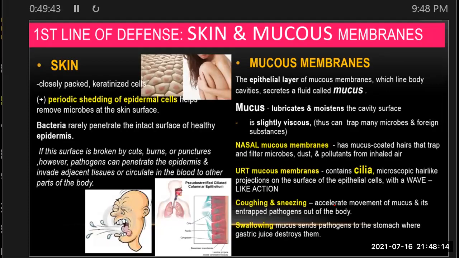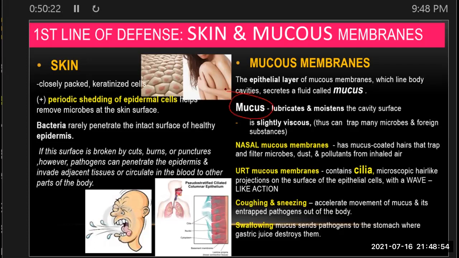So let's dig deeper. The skin. The skin's lining epithelium is keratinized stratified squamous epithelium, and the periodic shedding of the epidermal cells helps remove microbes at the skin surface. Bacteria rarely penetrate the intact surface of healthy epidermis. If the surface is broken by cuts, burns, or punctures, however, pathogens can penetrate the epidermis and invade the underlying or adjacent tissues. Next, we have the mucous membranes.